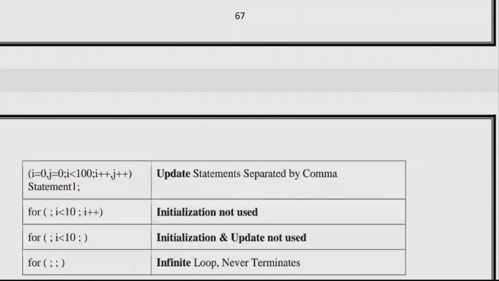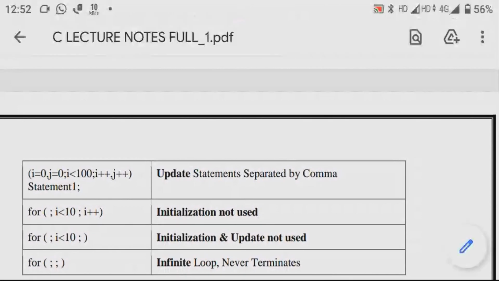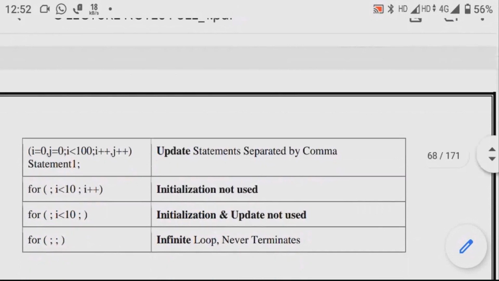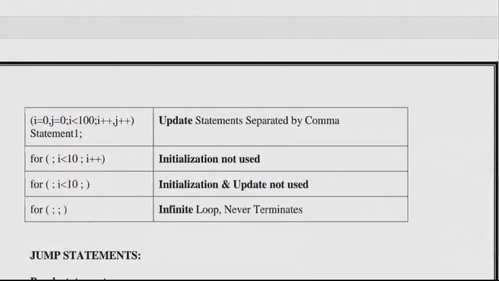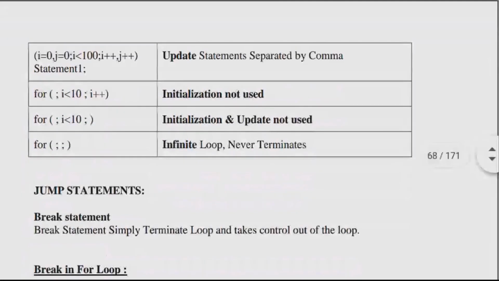In this, I can write conditions for j also. i less than 100, right? Comma, j less than 100 also I can write. Otherwise, j less than 50 also I can write. That is my wish. After that, semicolon, i plus plus, comma, j plus plus. See, the initialization is not there for this one. Initialization not there, so that is the problem. So infinite loop, these are things we need to check.